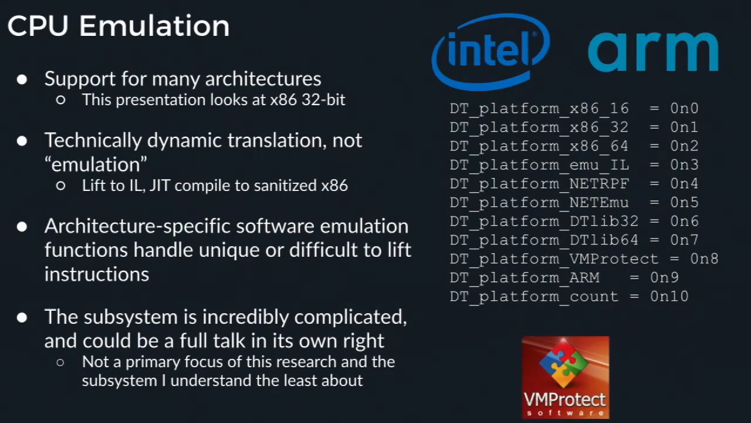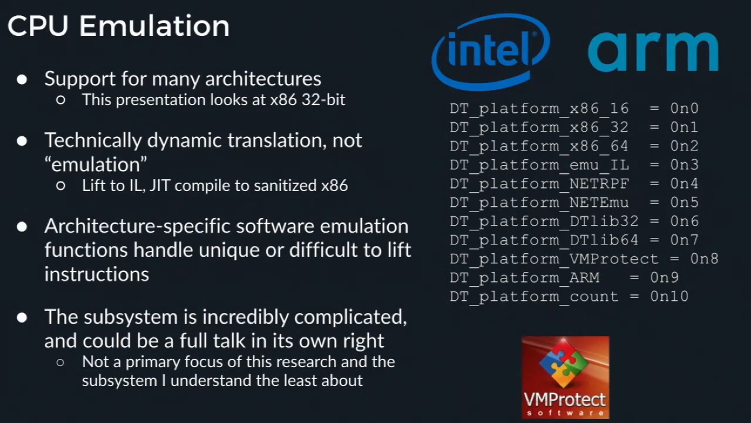You're basically going to lift the x86 code up into an intermediate representation and then dump it down into a sanitized x86. You're rewriting the code so that it's safe and clean and has certain security properties and, say, can't access outside of the bounds of certain buffers and things like that. They actually support a number of architectures. You can do 16, 32, and 64-bit x86, IL or .NET. They can do VM Protect, so the VM Protect packer they can lift and then dump out, or even ARM.